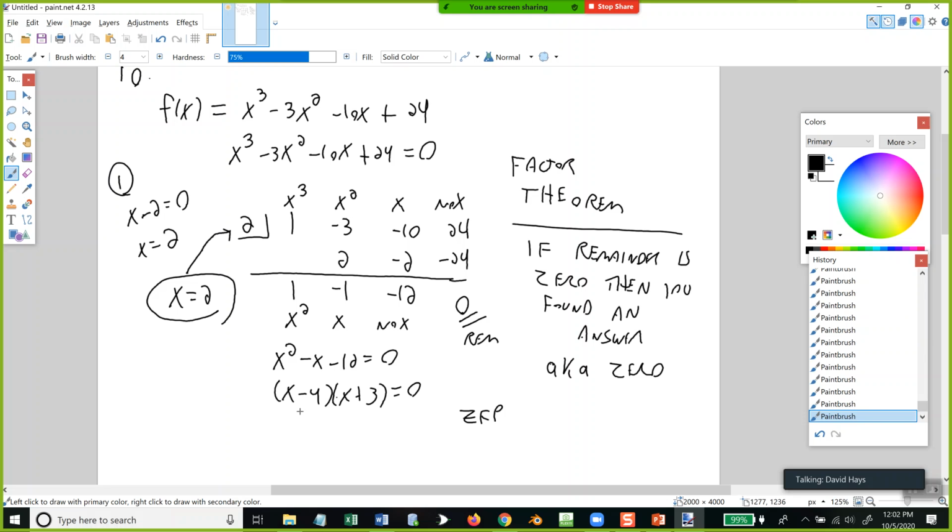Zero factor property says I can set each factor equal to 0. And we get x equals 4 and x equals negative 3. And those will be our 3 answers. So we are given a hint on one of the answers. We plugged in synthetic division, found out it truly was an answer, and that took it down to the x squared level. Each answer you find through synthetic division takes it down one more power.